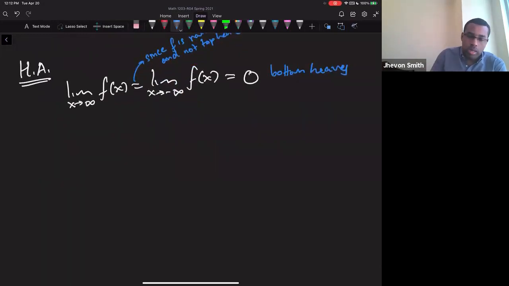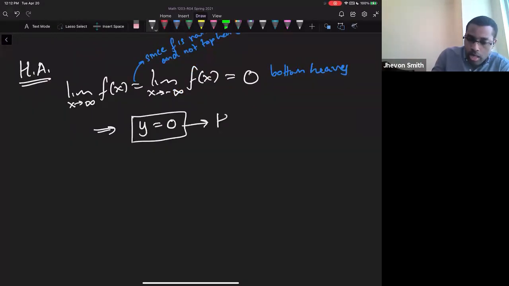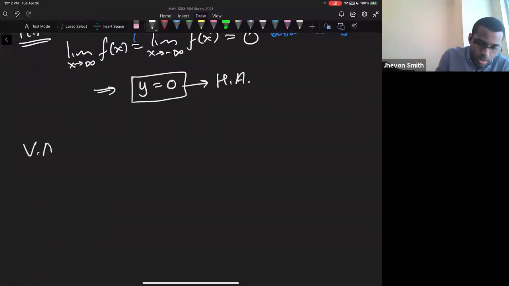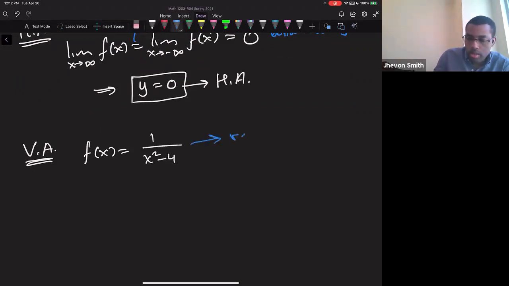So yeah, that's what we get. So now that means that y equals 0 is the HA. Moving on to VAs, vertical asymptotes. So f of x equals 1 over x squared minus 4, and this is reduced. There's nothing you can factor in the top to cancel stuff in the bottom and reduce it.